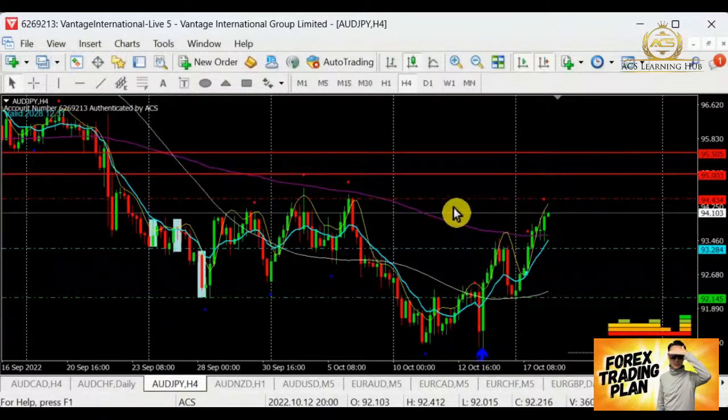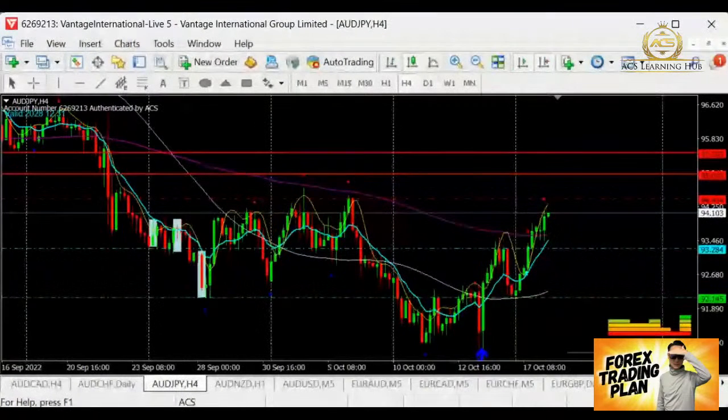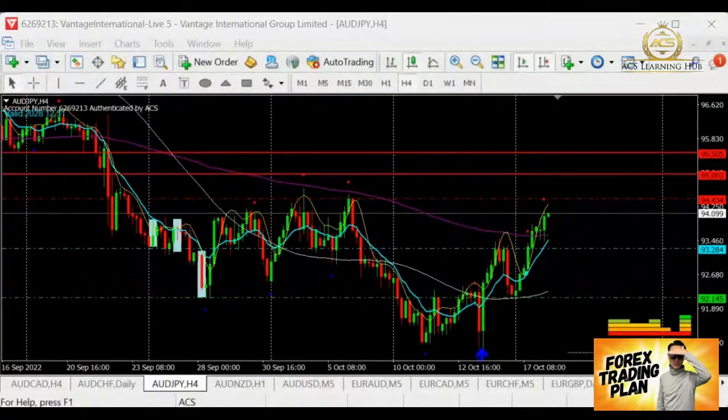So I'm going to put this Aussie Yen into my selling list, and let's see how it goes. Tentatively, Aussie Yen, let's wait for it to test on the resistance before we take action.